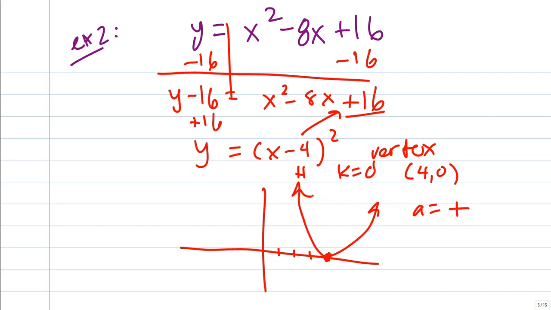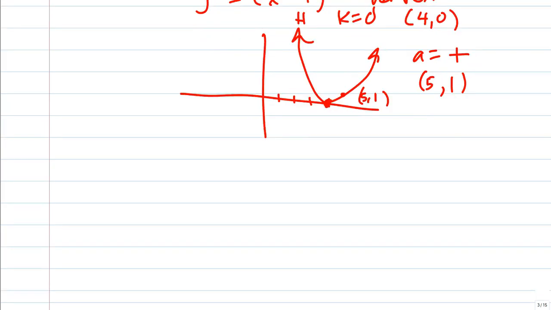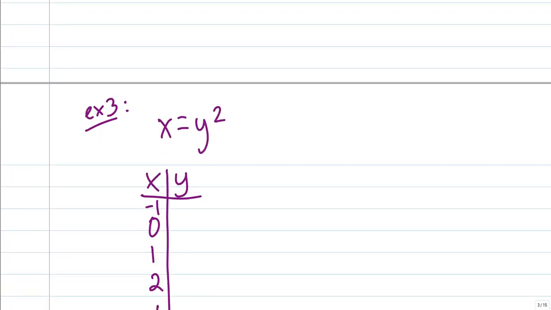If I wanted another point, I would check a point past 4, something like 5. If I plug in a 5, 5 minus 4 is 1, 1 squared is 1, so we got the point 5, 1. Okay? So I'm more concerned, again, find the vertex, know if it opens up or down. Let's keep going. That should have all been reviewed.